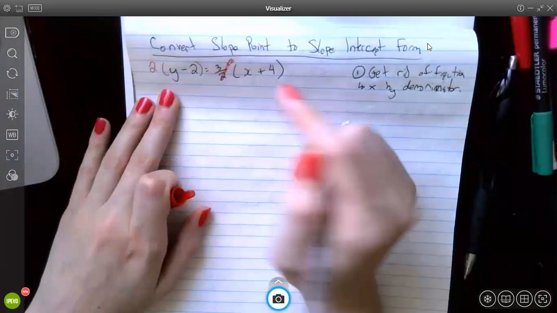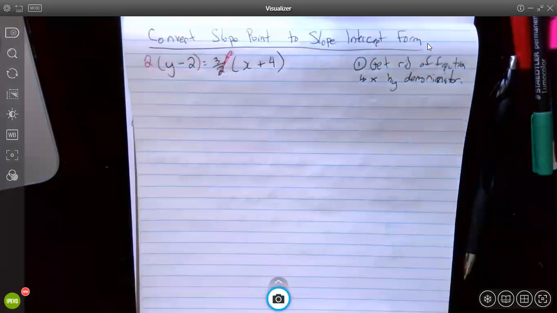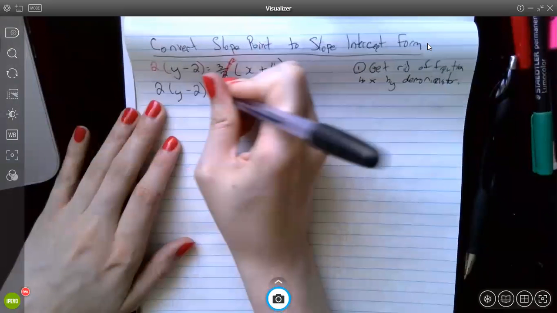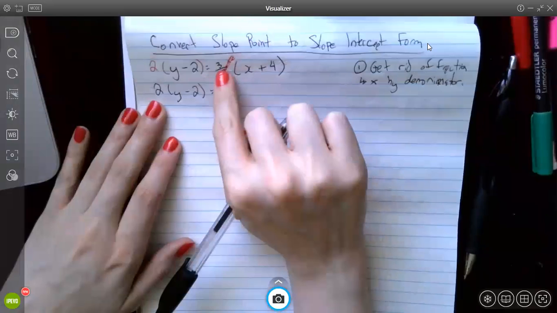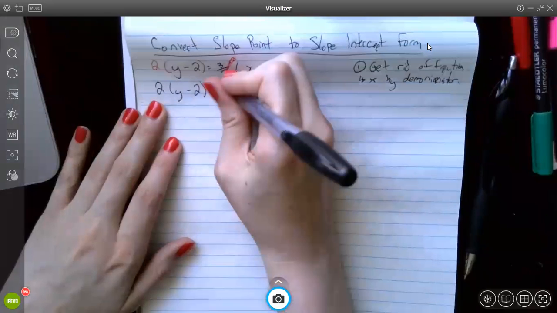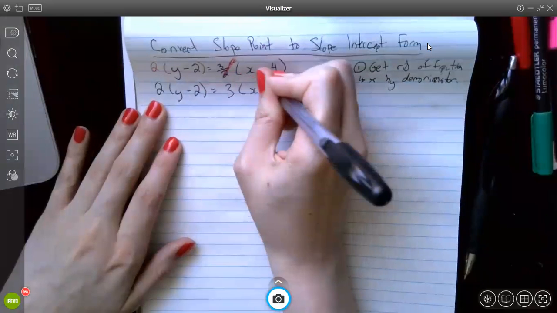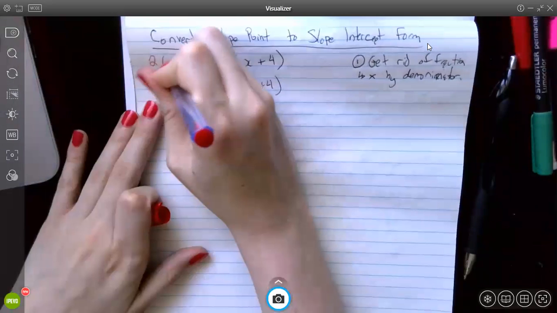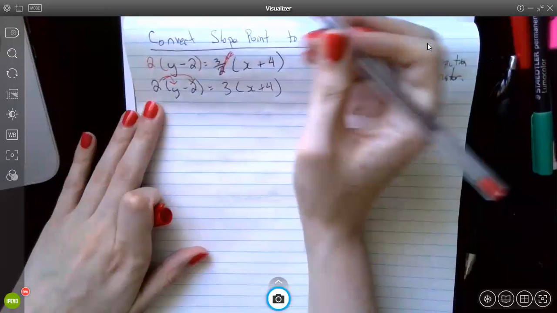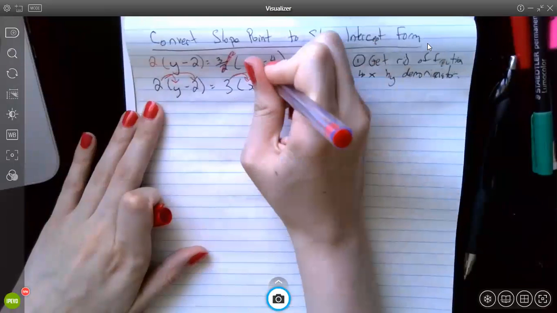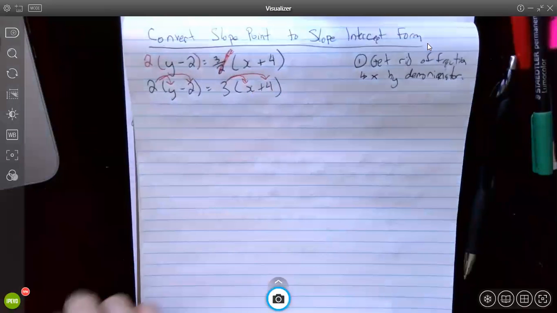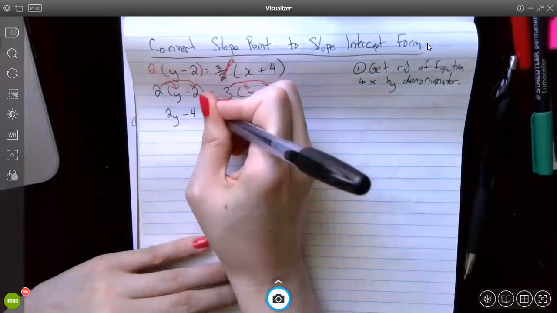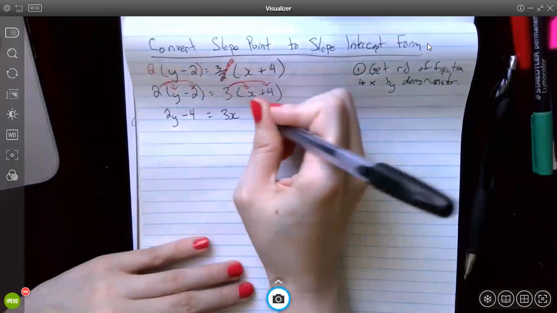What I'm then left with is 2 times y minus 2 equals, and on this side I just have the 3 left in front here, so 3x plus 4. Then I need to multiply the 2 into the brackets on the left side and the 3 into the brackets on the right side. So that gives me 2y minus 4 equals 3x plus 12.